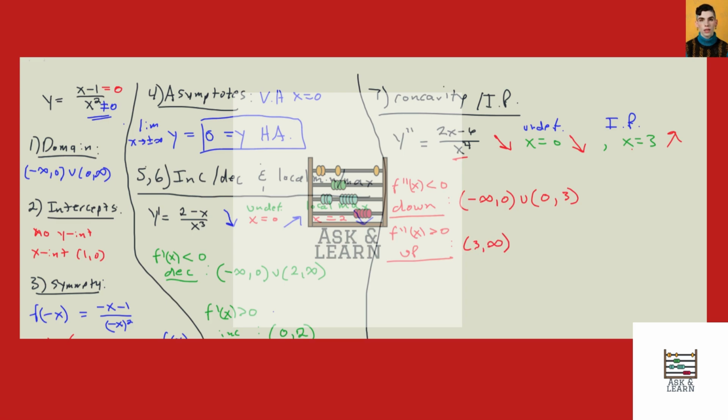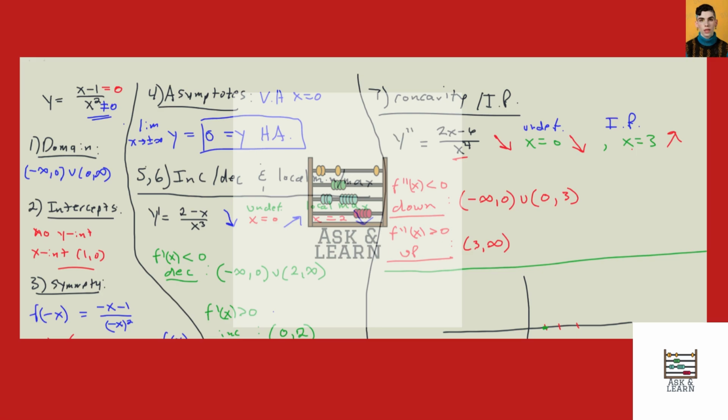All right. Now, that was the last thing we needed to do, so we can go ahead and start sketching this. So let's go ahead and put a little grid down right here. The first thing we should probably do is plot our intercepts. So we only had 1, 0. So that should be about here.